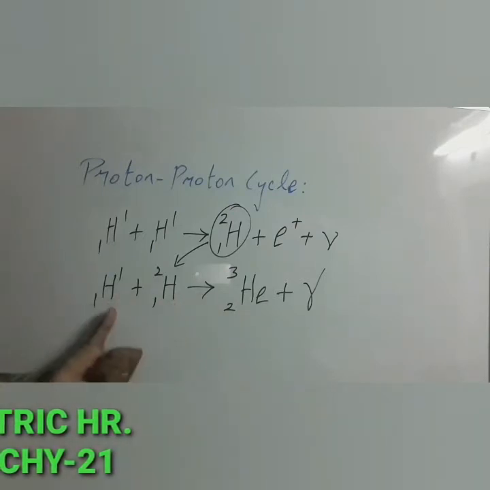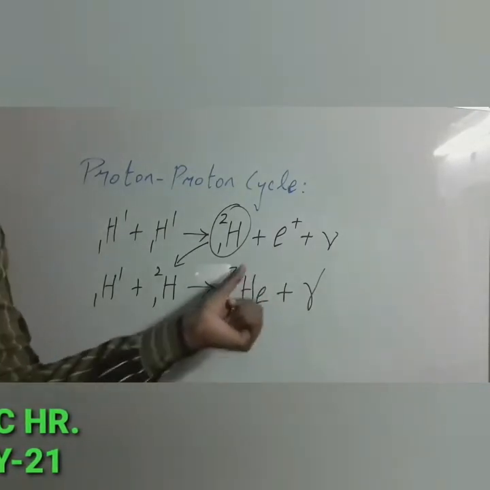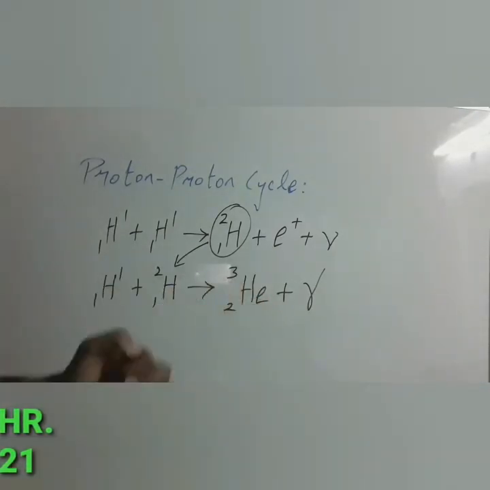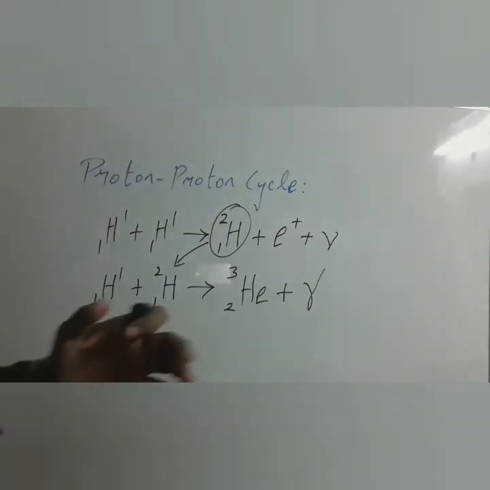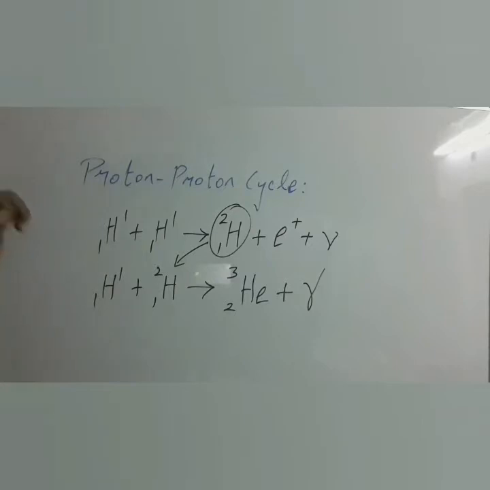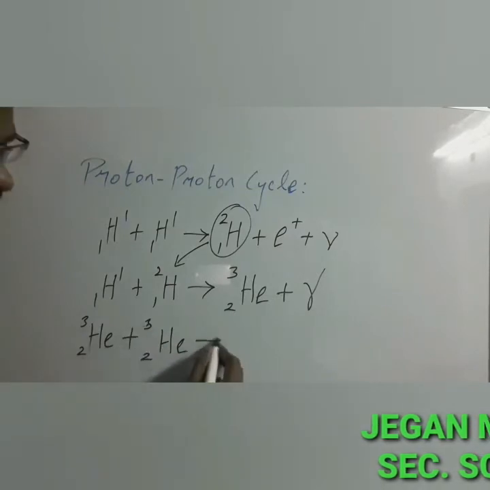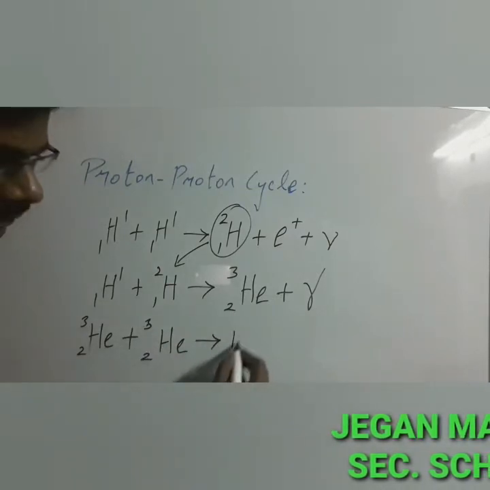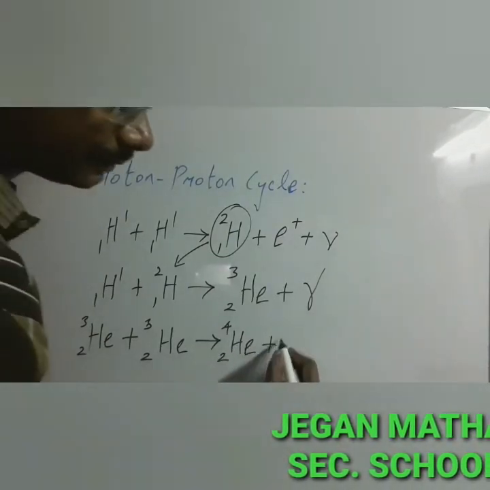Compared to these two lighter elements, here it is a heavy element. It is an isotope of helium. Many reactions are possible in the third step, but the most dominant one is when an isotope of helium combines with another isotope of helium and forms helium and 2 protons.